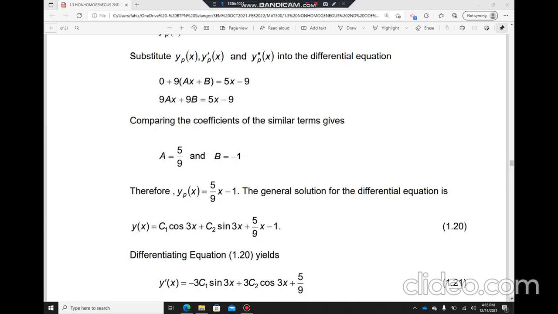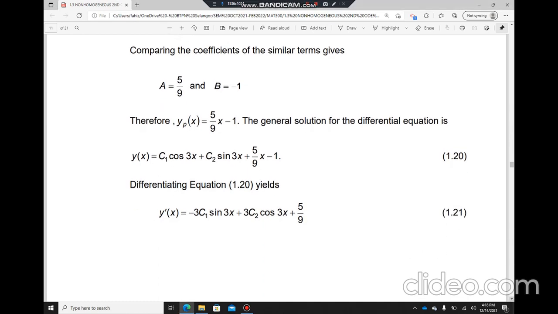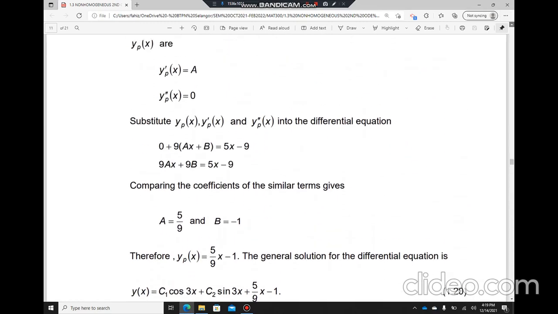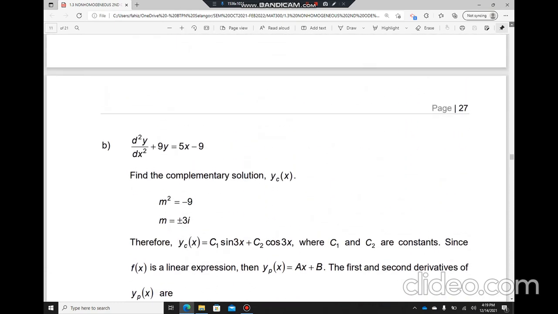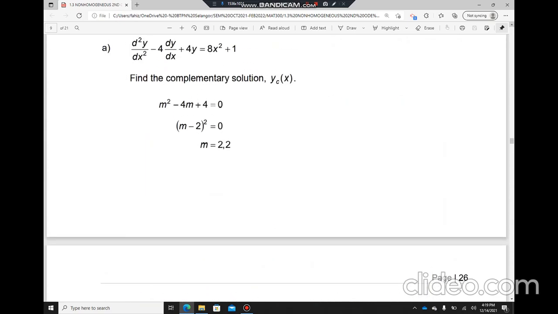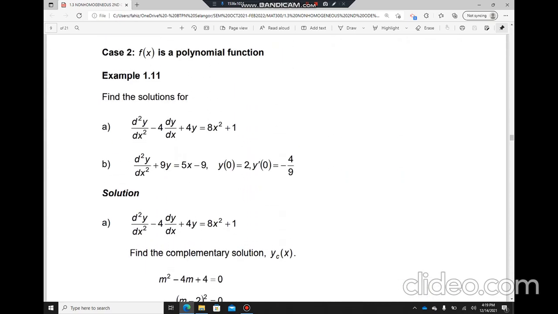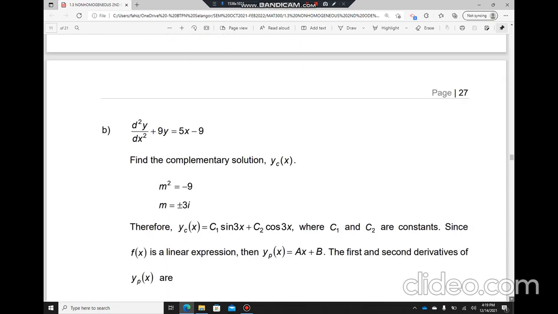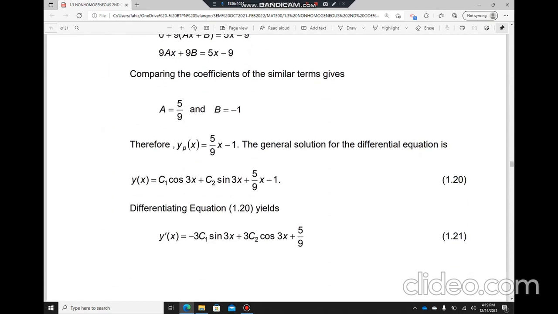Okay, so after you get this solution, since dia ada initial value problem, tengok balik question atas ni. Dia ada y0 equals to 2, y prime 0 equals to negative 4 over 9. Maksudnya awak kena cari dulu y prime. So daripada YC, this is your YC, cari Y prime. Sebab kita perlukan dua equation, sebab kita nak solve untuk constant C1 and C2.